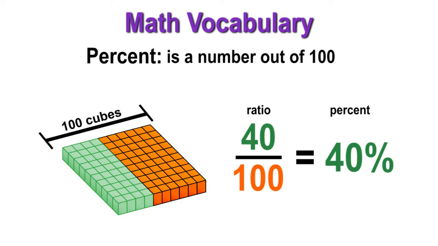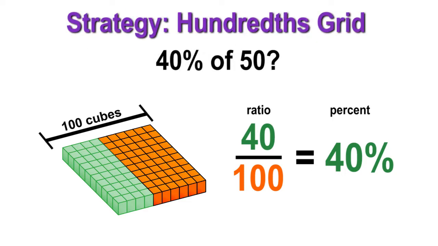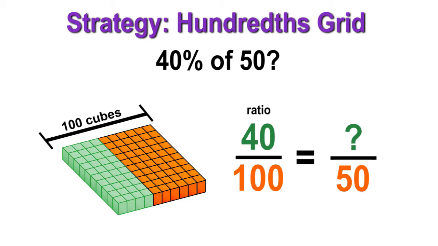Let's begin by reviewing that a percent is a number out of 100. For example, 40 colored squares on a hundredths grid represents the ratio 40 to 100, or 40%. What if we wanted to show 40% of 50? We can partition the hundreds chart in half, which shows 50 squares on each side. Notice that there are 20 squares out of the 50 shaded in. This illustrates that the ratio 40 to 100 is equivalent to 20 to 50, so 40% of 50 is 20.